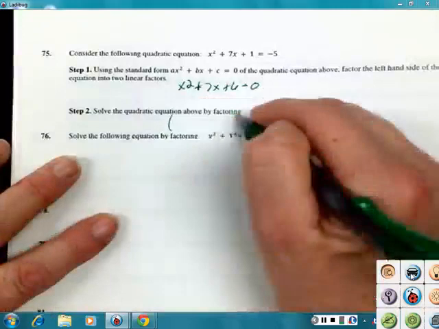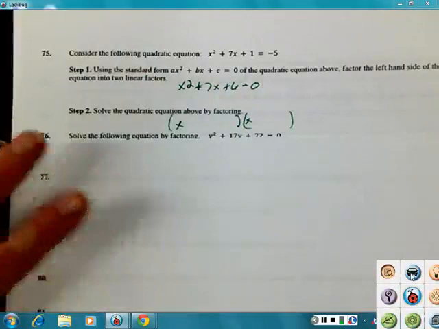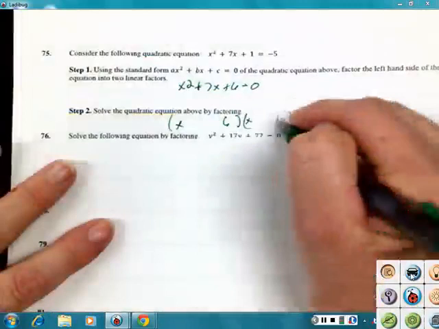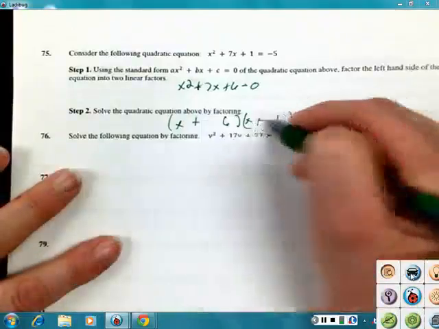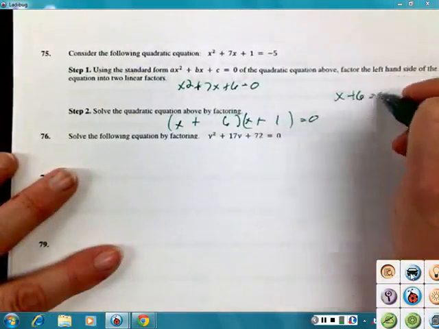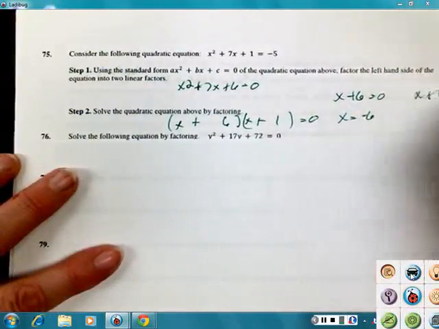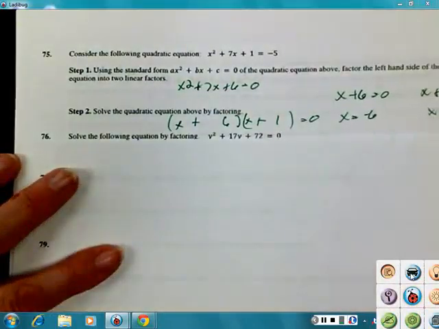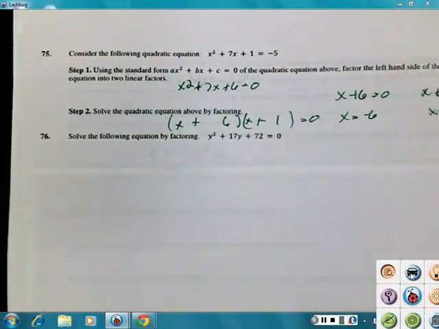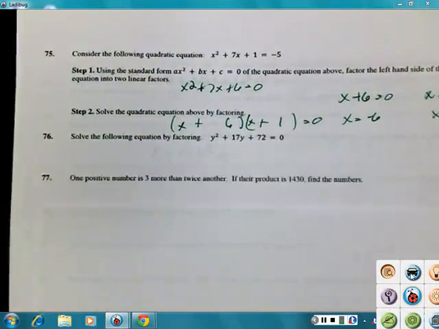So what does this factor to? X and an X. 6 and 1. What signs? Both are positives. But because it's a quadratic, I need to take x plus 6, set equal to 0, and find x is a negative 6. Yep, x equals a negative 1. Yep. And 76 is just solve it. I think you can do that one. We'll leave that one for you guys.